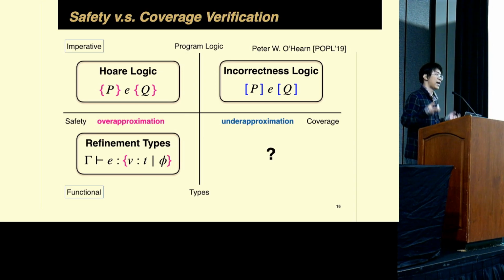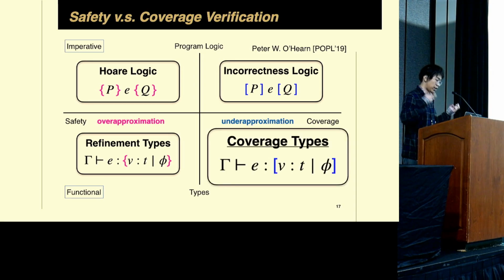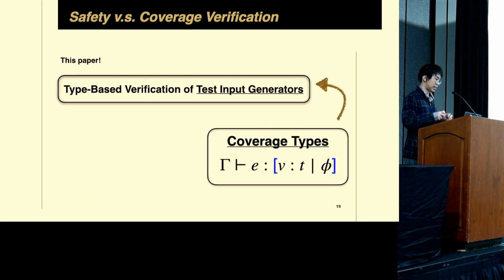So what is the analog of incorrectness logic in functional languages? That should be what we call coverage types, where the qualifier phi is interpreted as an under-approximation. But what kind of problem can coverage types solve? That's exactly the topic of our paper, type-based verification of test input generators. We verify the coverage correctness of test input generators.